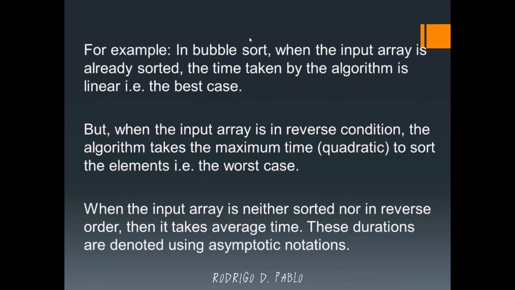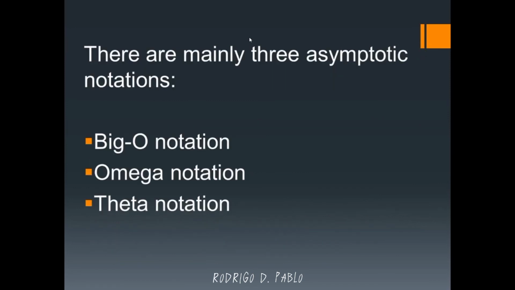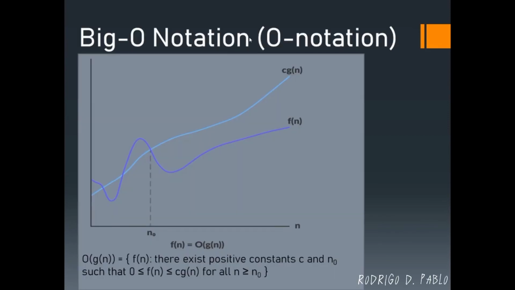Example, the bubble sort: when the input array is already sorted, the time taken by the algorithm is linear, or the best case. But when the input array is in reverse condition, the algorithm takes the maximum time to sort the elements, or the worst case scenario. When the input array is neither sorted nor in reverse order, then it takes average time. These durations are denoted using the asymptotic notations. There are mainly three asymptotic notations: the big O notation, the omega notation, and the theta notation.